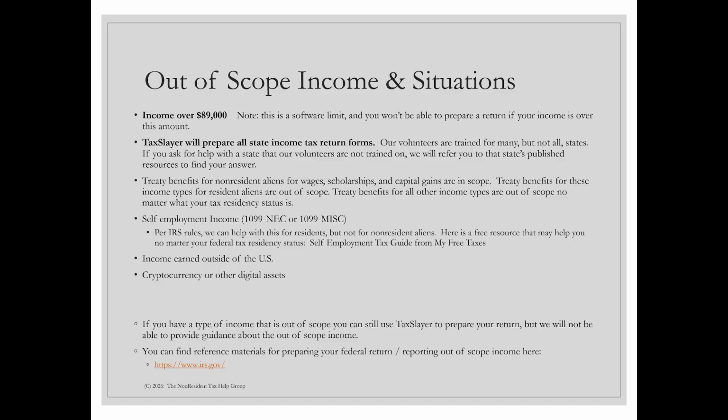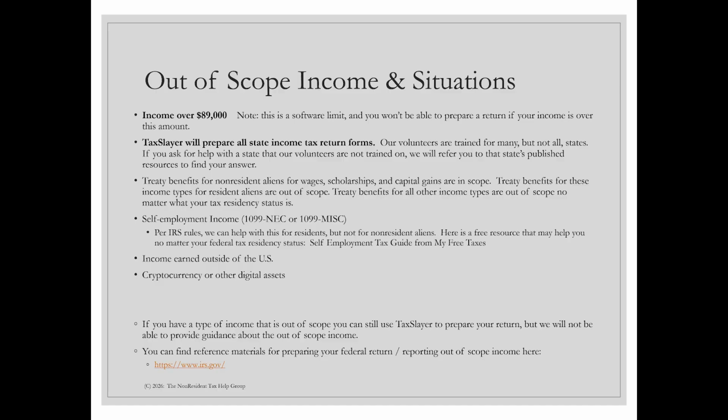We will support treaty benefits for wages and scholarships and capital gains, but all other types of income are out of scope for treaty benefits, and treaty benefits for residents are out of scope as well. We cannot help with self-employment income. Again, software does it, but we can't help you with that. That's what the IRS rules are. But we've got some resources that we can forward to you to help you through that process as well.